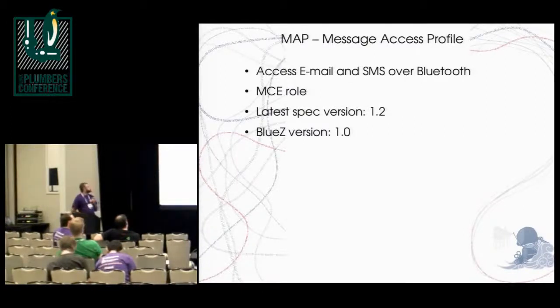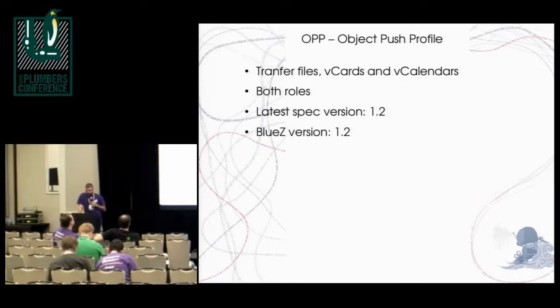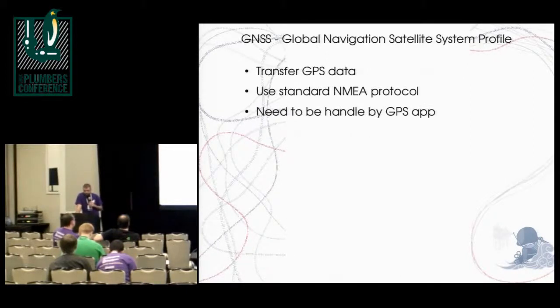And MAP is a really nice one too. You can access email and SMS, and not only access but read and update, write emails and SMS over Bluetooth. It's really a nice one. The latest spec version is 1.2, and in BlueZ we still have 1.0 last time I checked. And OPP is a very famous one. It's basically for transferring files. I'm not sure if this will be really useful in cars, but we support both roles in the last specification version.